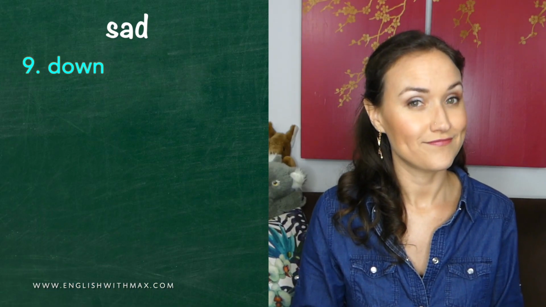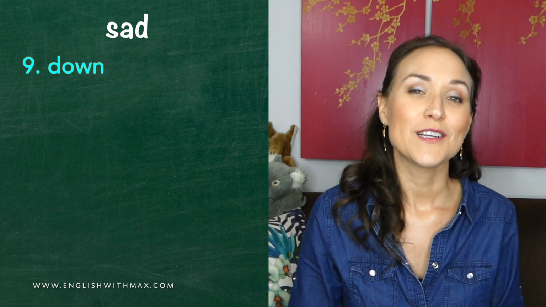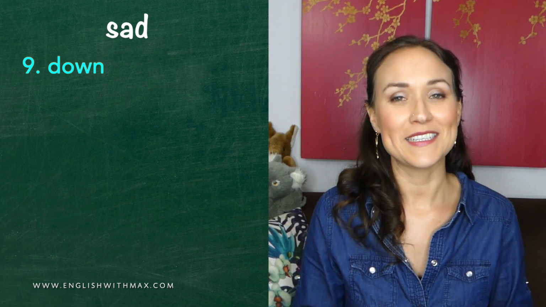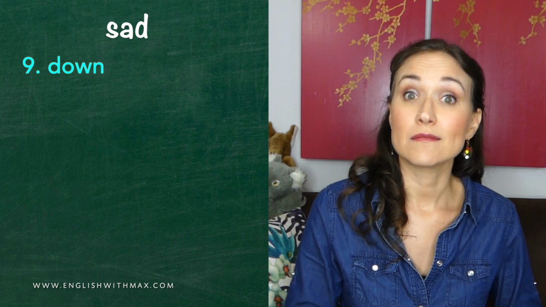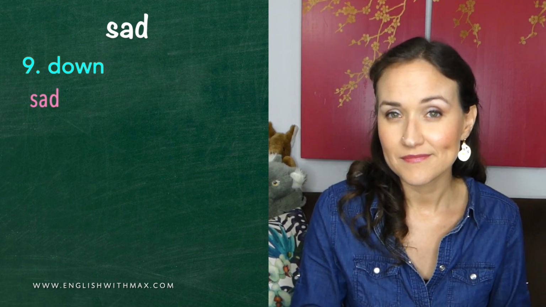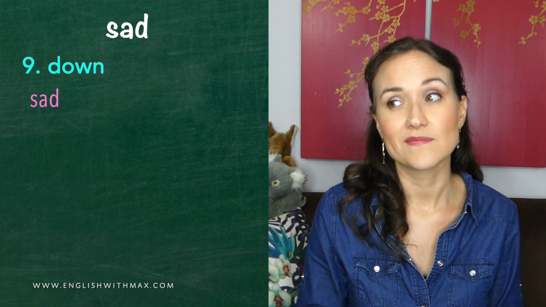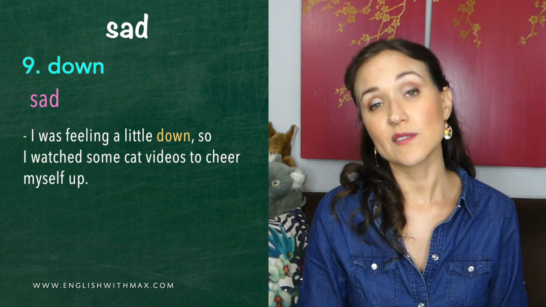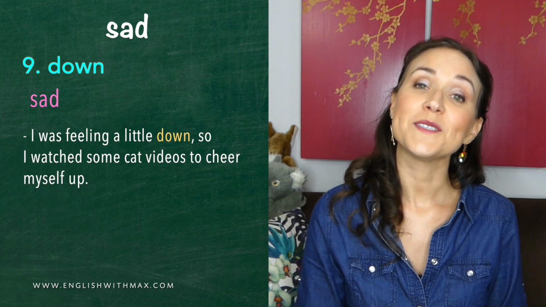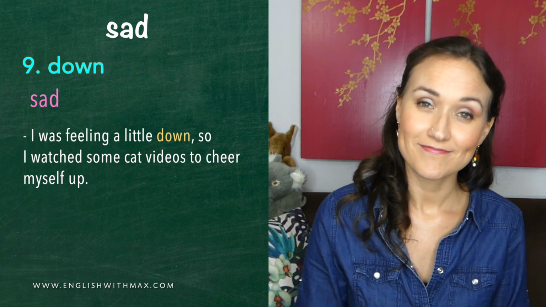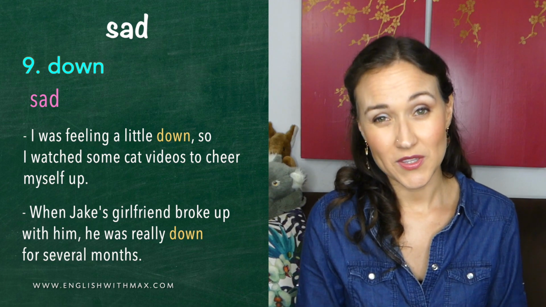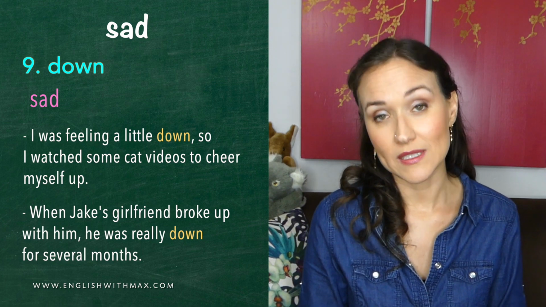Now let's see some words that mean the opposite. These are synonyms of sad. The first one is down. Down. I'm sure you know this word, it has lots of meanings, but you might not know that it can also mean sad. Depending on the context, it can mean a bit sad or very sad. I was feeling a little down, so I watched some cat videos to cheer myself up. When Jake's girlfriend broke up with him, he was really down for several months.